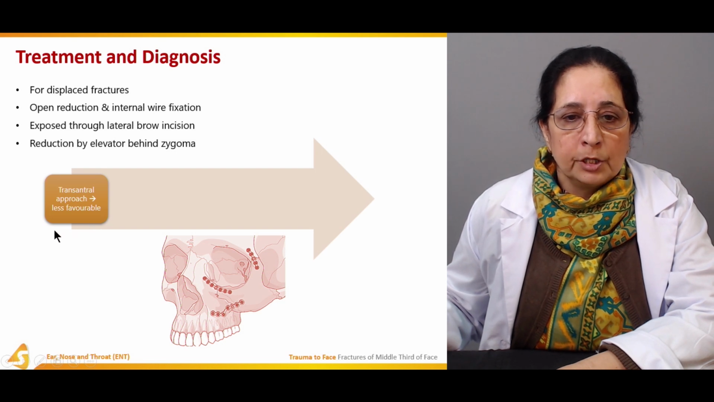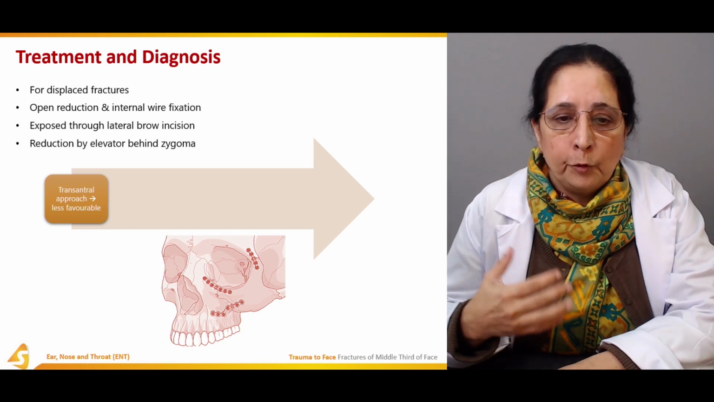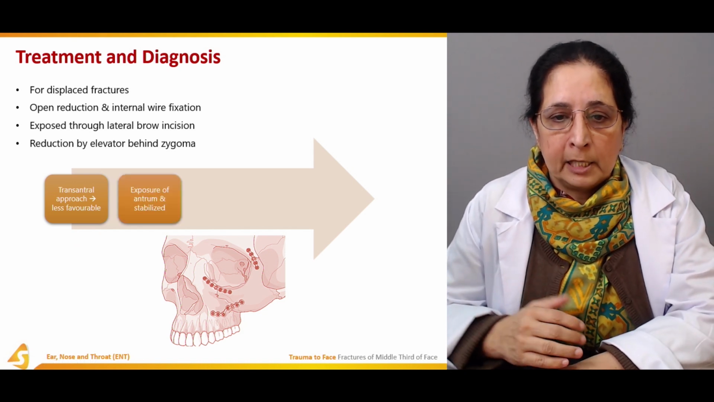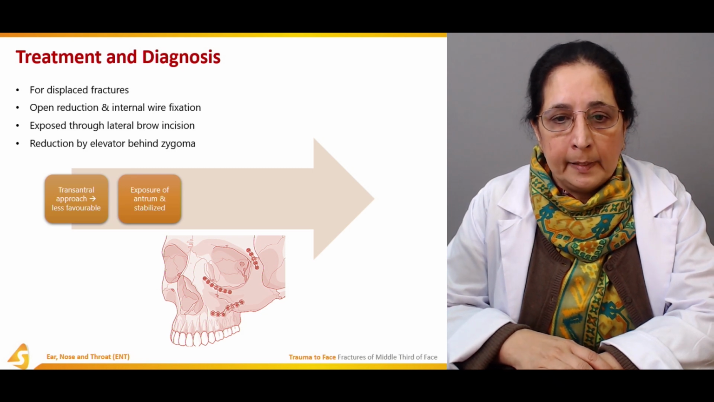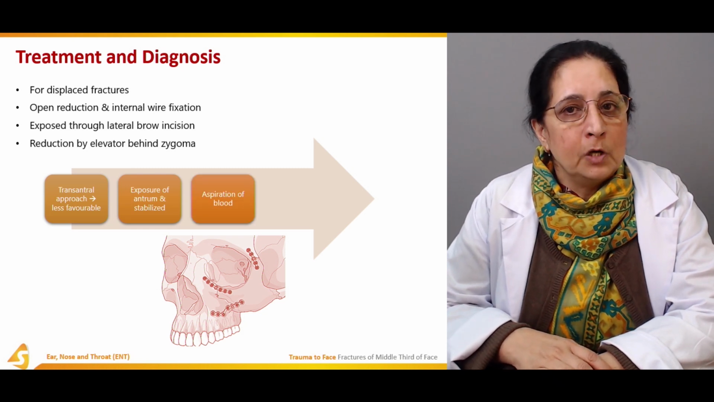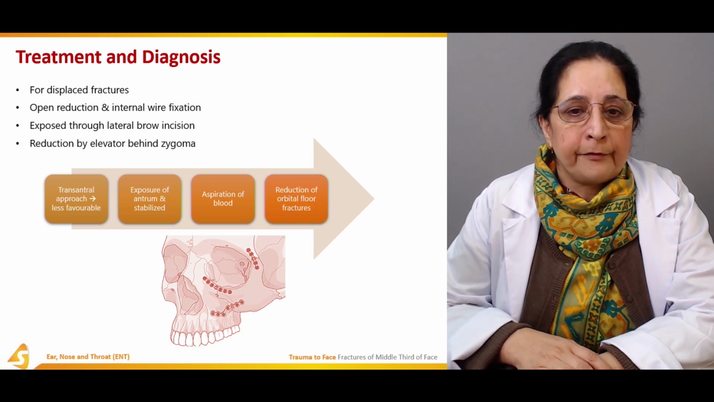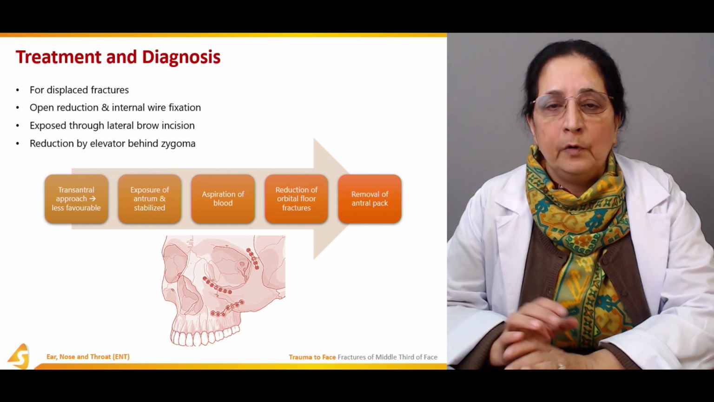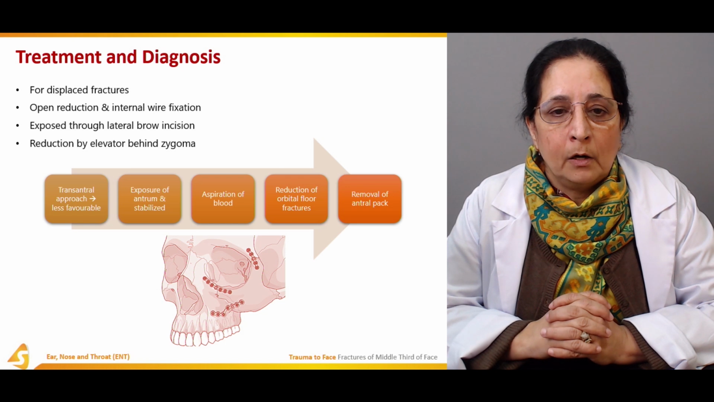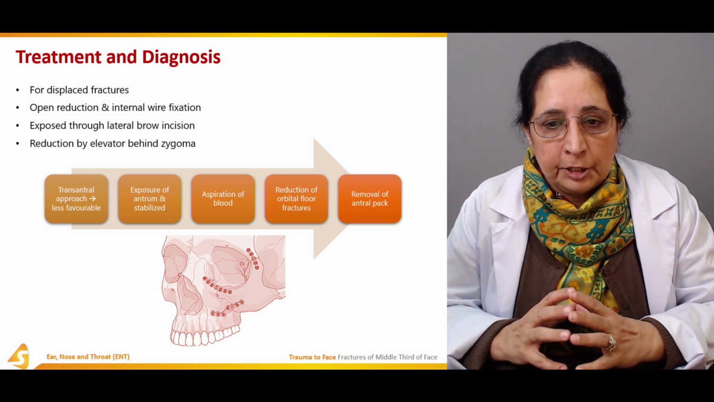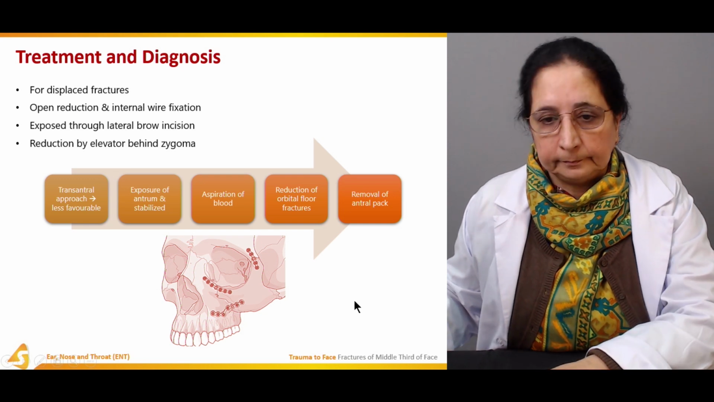Transantral approach is less favorable. Through the maxilla, the approach is less favorable. Exposure of antrum and stabilize. Aspiration of blood, reduction of orbital floor fractures, and removal of antral pack. This is the treatment of the fractures of the naso-orbital region.